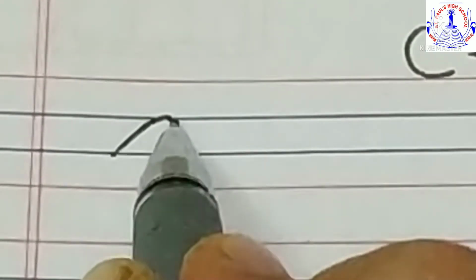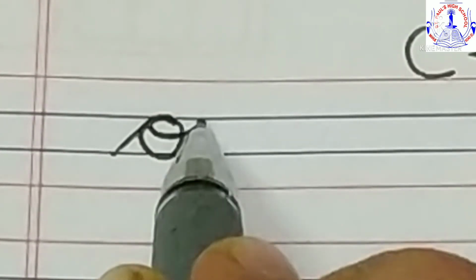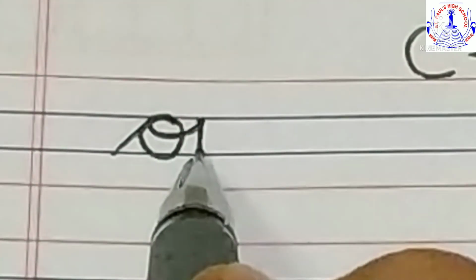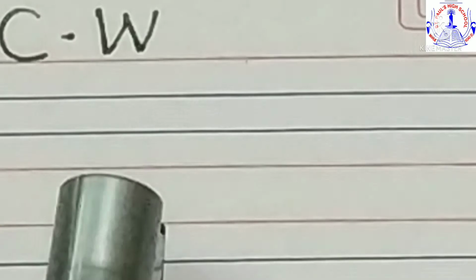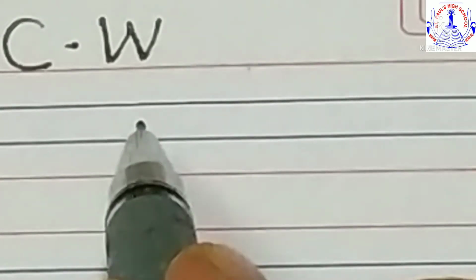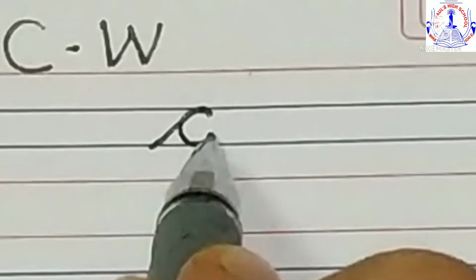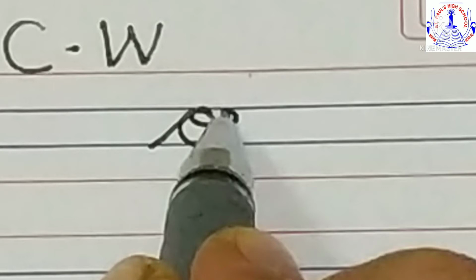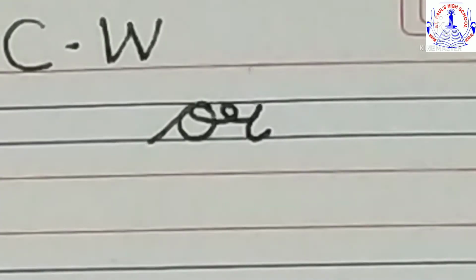The first word is O. Join and write N. O-N, on. Leave two finger space. The second word is O. Join and write R. O-R, or.